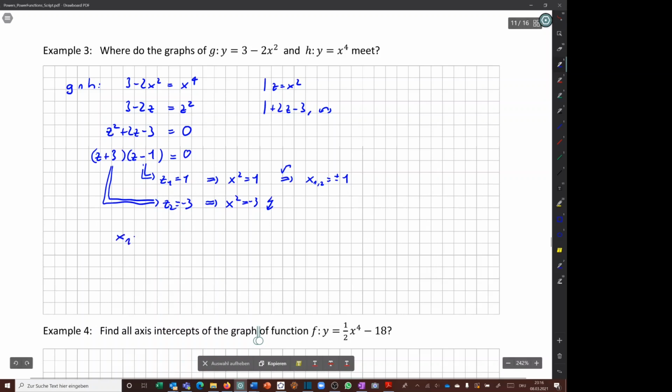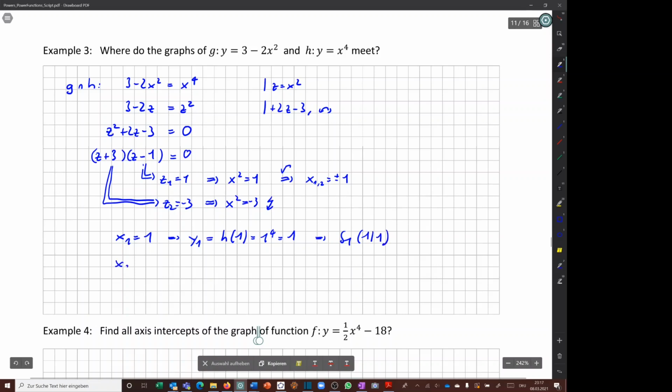If x1 is 1, then we have now to find also the y-coordinate of that point. So y1, we find it by inserting in one of the two equations. Probably the simpler one is h, so inserting it in h of 1 is 1 to the power of 4, which is 1. So we get the first point of intersection, or where they meet, which is 1, 1.